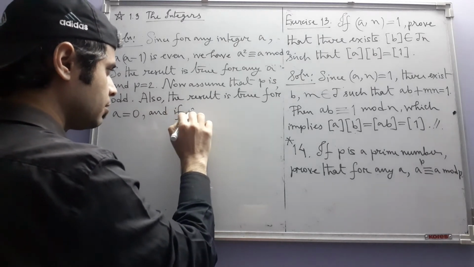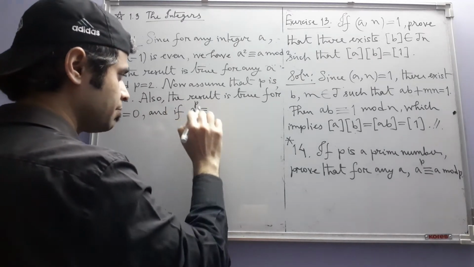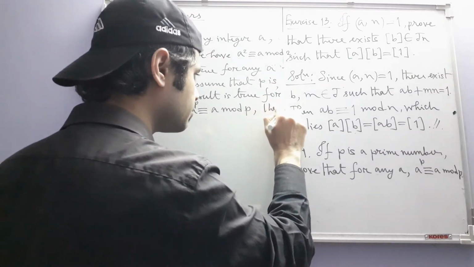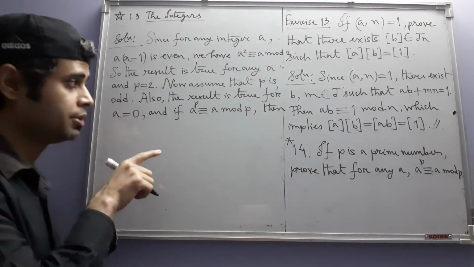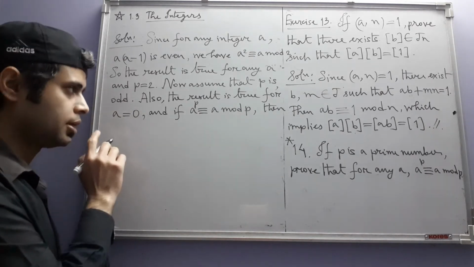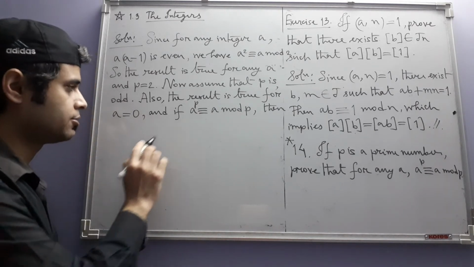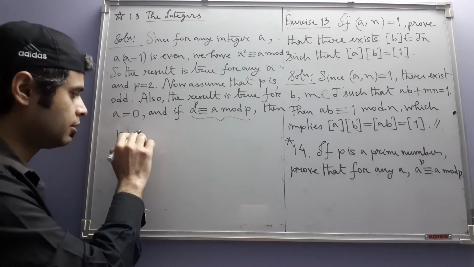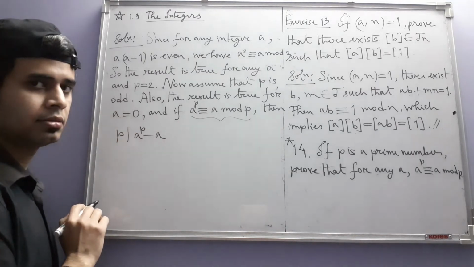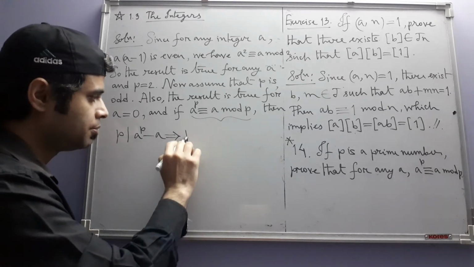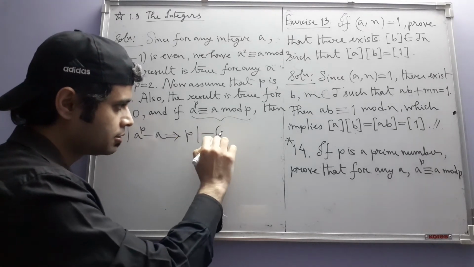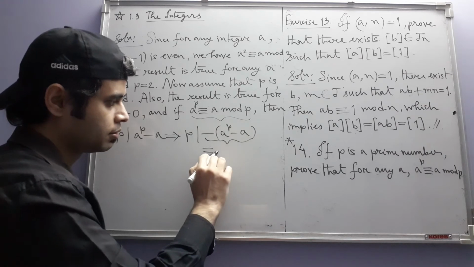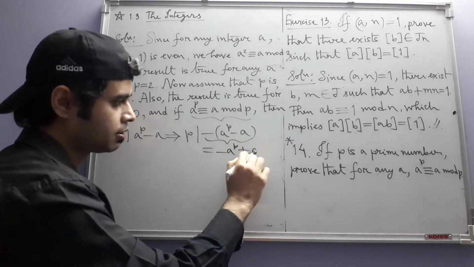If a to the power p is congruent to a mod p, then we can multiply. What I'm trying to say here is this. What is the meaning of this congruence? It means that p divides a to the power p minus a. So that means p also divides minus of this, and minus of this means what? Minus a to the power p plus a.